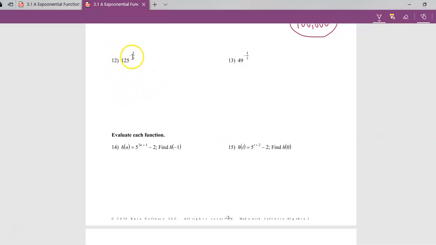All right, on number 12, negative 5/3 power. So again, the negative out front tells me I got to flip it. And then my fraction tells me this is raised to the 5th power, and we're taking the 3rd root. So again, calculate it, but do the root first. So what is the 3rd root of 125? That's going to be equal to 5.